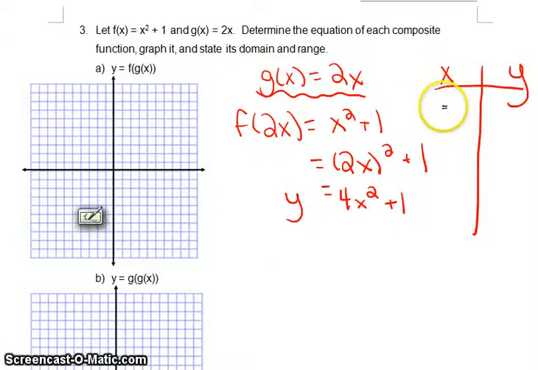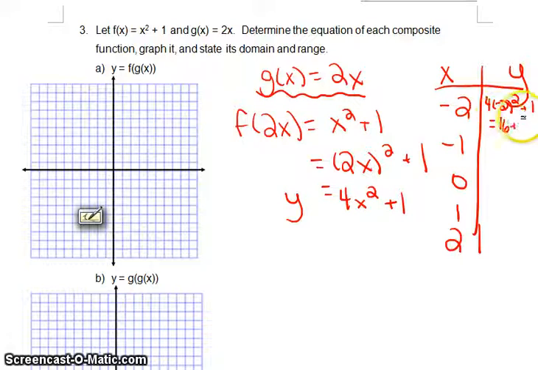So we can start off with our nice values. Maybe let's go with -2, -1, 0, 1, and 2. And then if we need to, we can add some more values or do whatever we need to in order to see the shape of that function. So to put -2 in for x, we have 4 times -2 squared plus 1. That is equal to 4 times 4. So -2 squared is 4, times 4 is 16, plus 1. And that there is equal to 17.